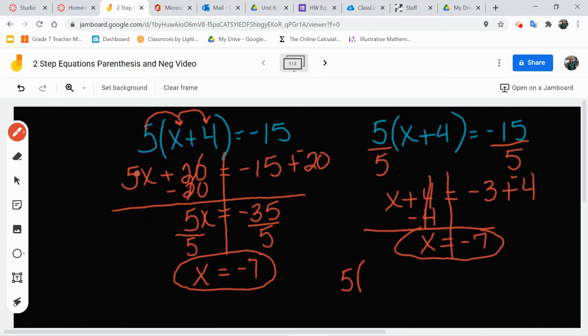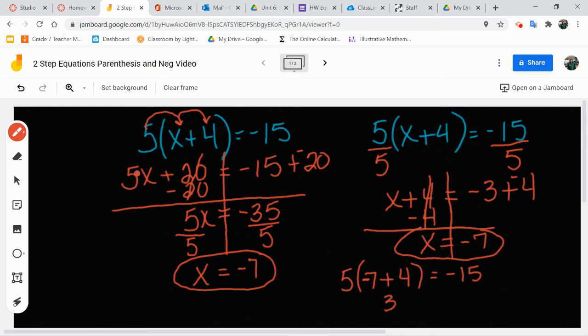5 times negative 7 plus 4 equals negative 15. So we do what's inside the parentheses first. We can't add those two numbers. They're different signs. Remember, back from the number line, different signs went different directions in the number line. And where they cross over each other, those cancel out. That's why we have to subtract. So we subtract, we get 3.